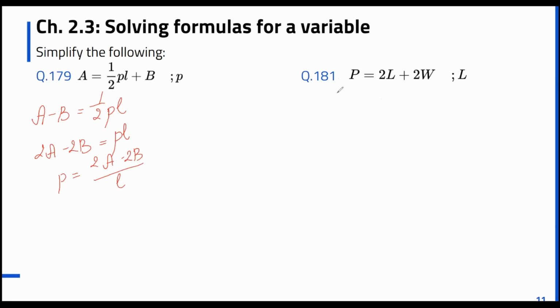So first step, P minus 2W is equal to 2L. And after, P minus 2W over what? Over 2, sorry, one minute. Yeah, over 2. Exactly. And it equals L. So you can copy the solution.